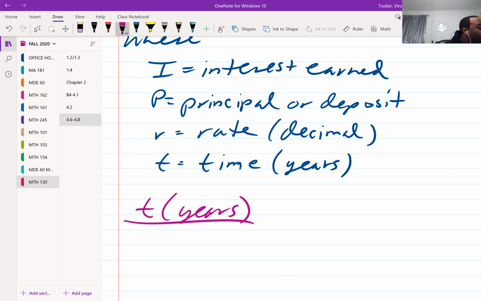Then we talk about days. So now the one we have to be careful on is if I have days, let's say if I have 137 days, I will take that 137 and place it over 360. And we do that because of what we call banker's rule. So we use 360 instead of 365.